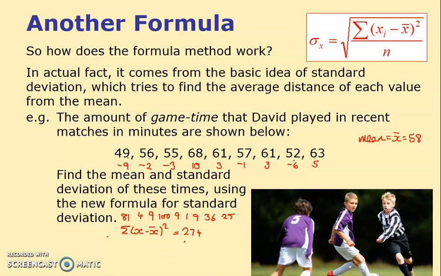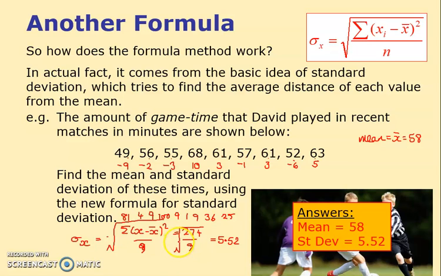So notice what I now do is I divide that by the number of values, how many was it? 1, 2, 3, 4, 5, 6, 7, 8, 9. Divide by 9, and I square root my answer. Divide by 9 equals, and square root my answer. And I get 5.52. So I'm not sure how accurate that is, but that's what I reckon the standard deviation of these numbers is. 5.52 is right, and 58 was right.